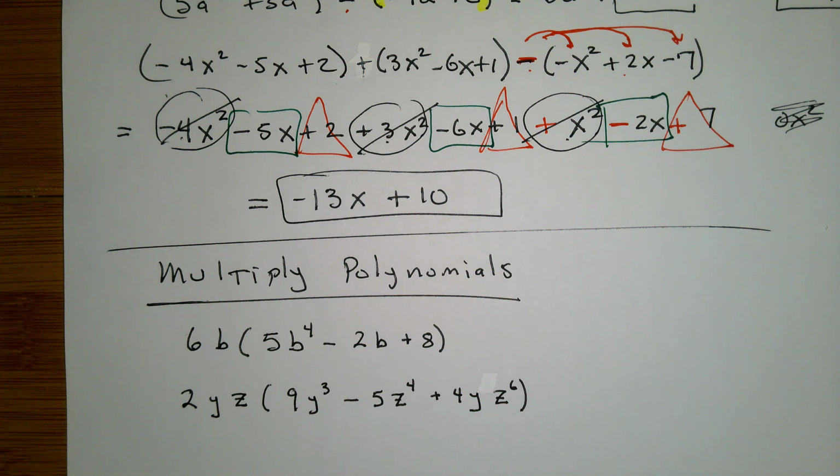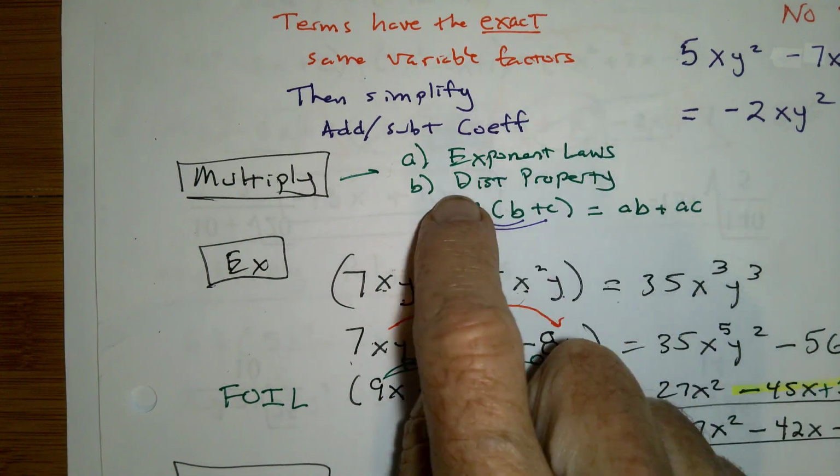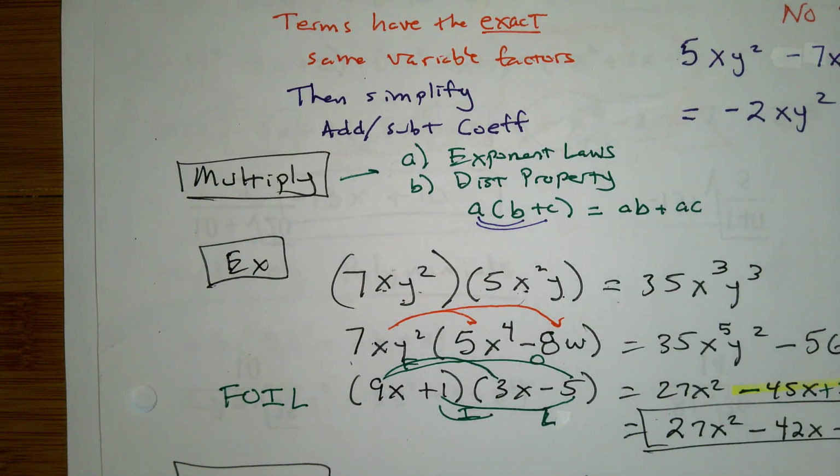All right, I'm presenting you with a couple of multiplication problems to practice. We have a monomial, 1 term, times a group. This group has 3 terms in it, and same with the other one. We have a monomial times a group. So in this situation, like we said earlier in our review, we have to use the exponent laws and the distributive property.